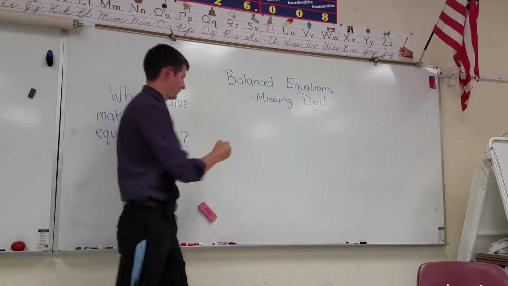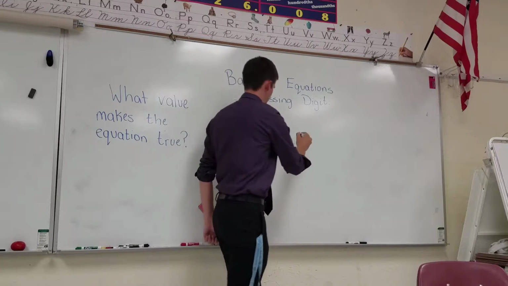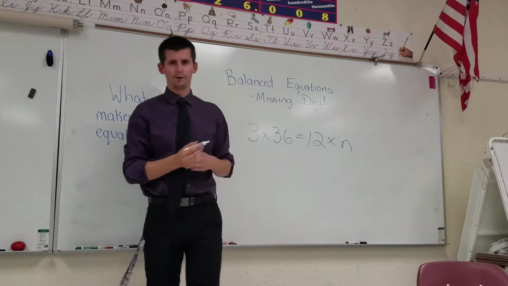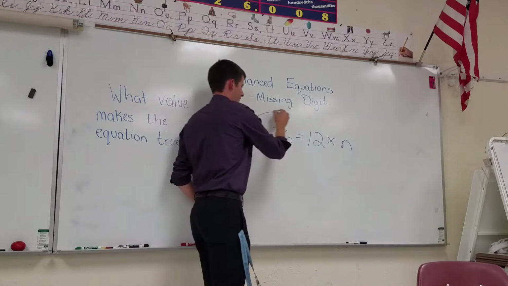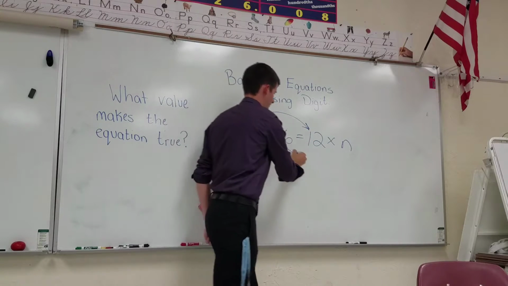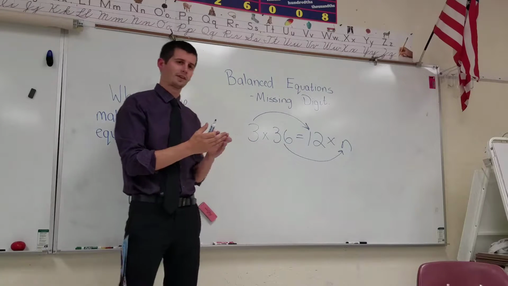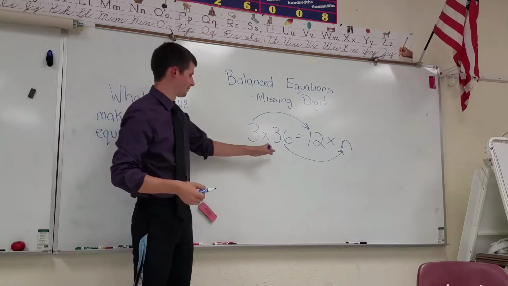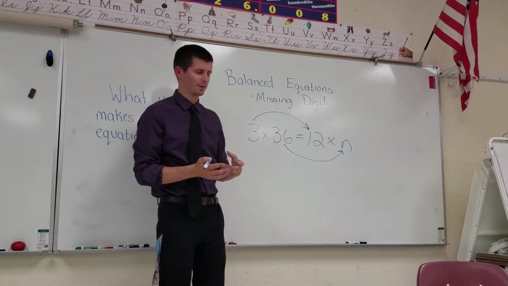So the next one I have is 3 multiplied by 36, and that's going to be equal to 12 multiplied by an unknown number. So I'm going to do the same exact thing that I did before. I'm going to connect my first two factors and my second two factors. Now I'm going to want to start with the factors that I know. So since I know 3 and 12, I'm going to look at those first. If I looked at the 36 and the n first, well, I don't know what that n is, so I can't do anything with that yet.